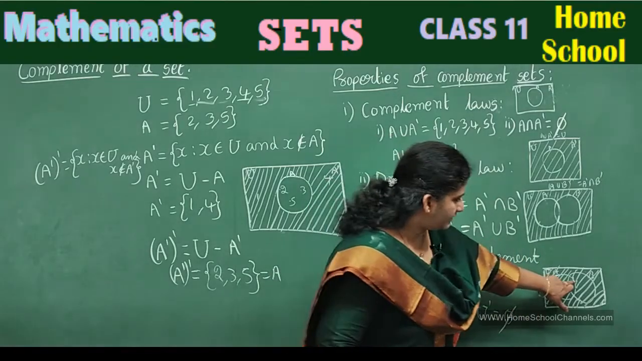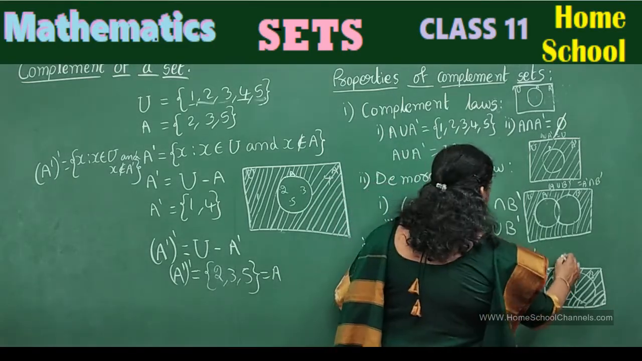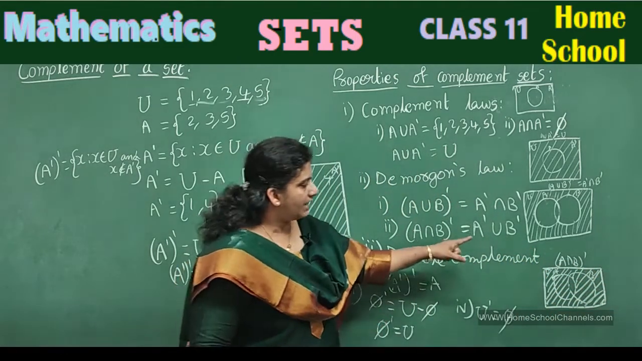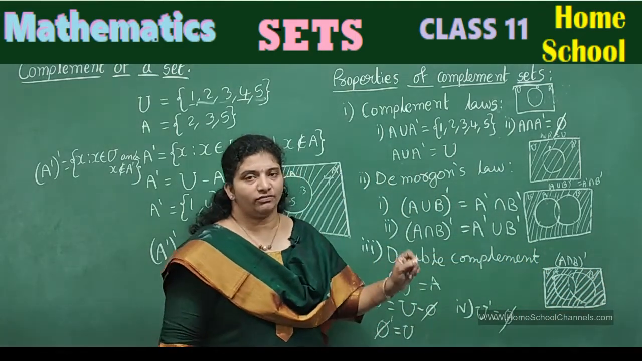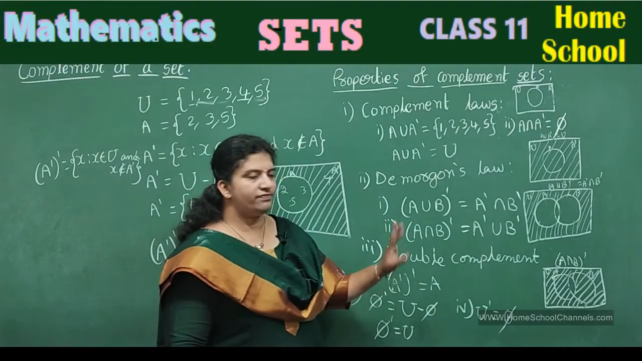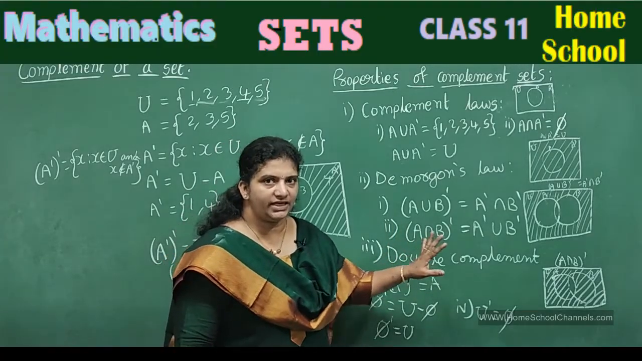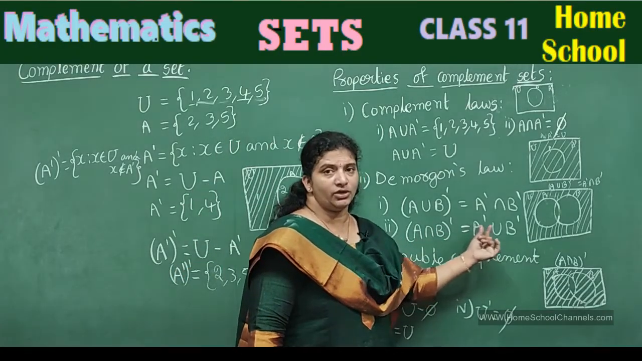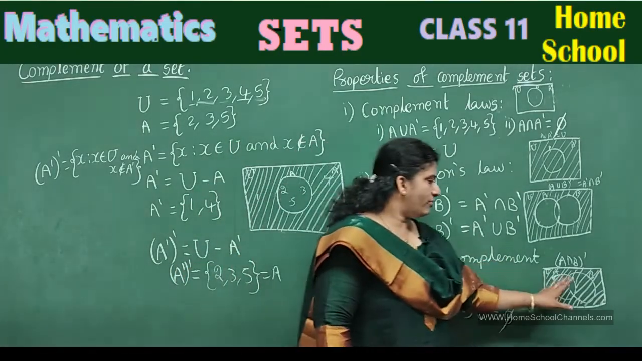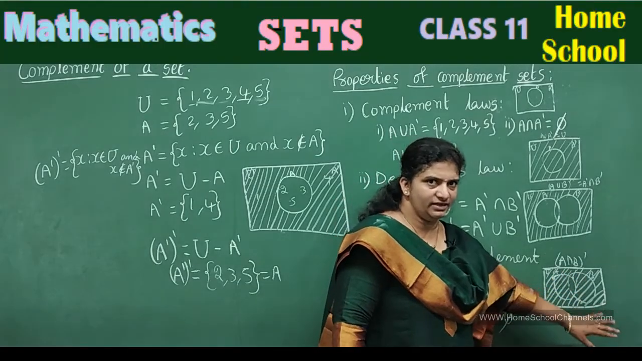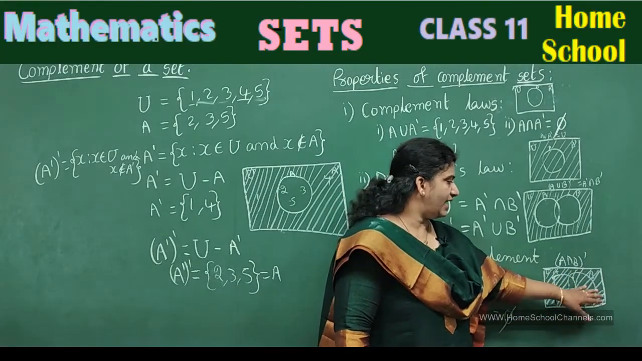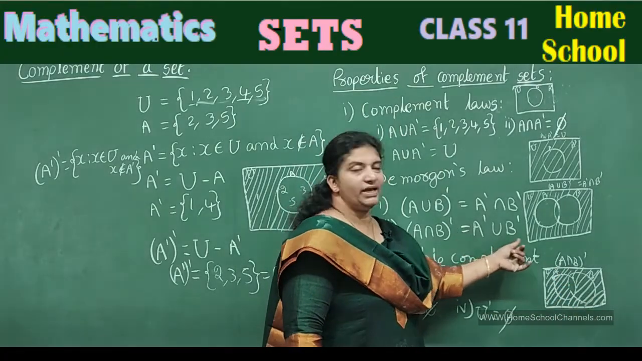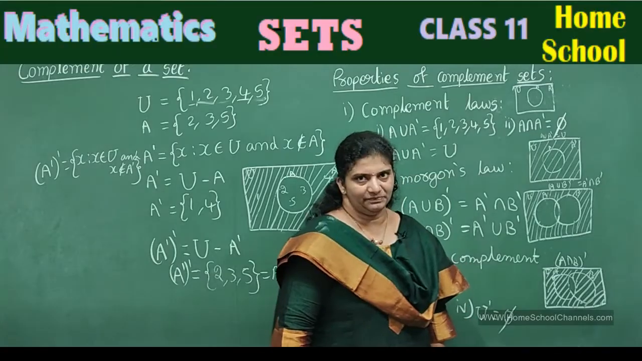See, other than the intersecting part, A intersection B whole complement. Other than the intersecting part of both the sets, the remaining full universal set we need to shade. Same you are going to get for A complement union B complement. A complement means other than the A circle. B complement means other than the B circle. Union, A complement union B complement is also the same Venn diagram.